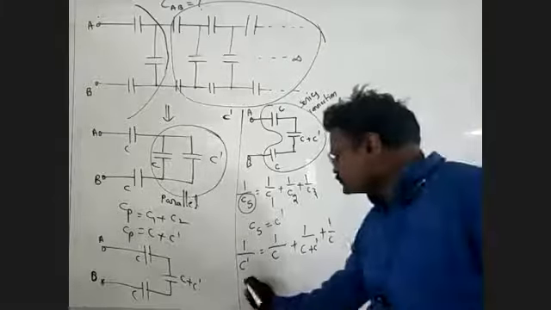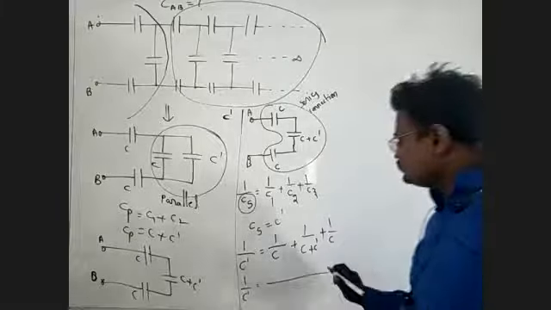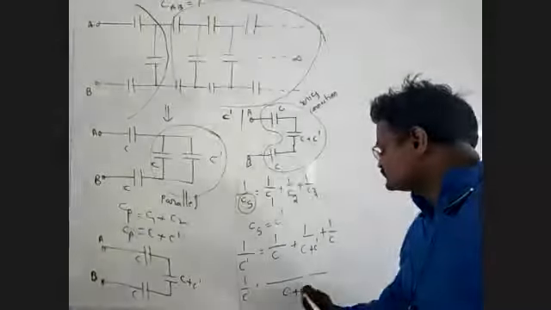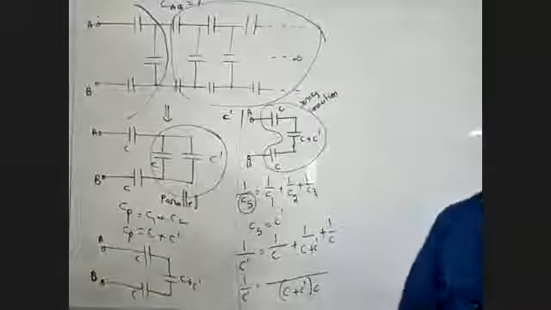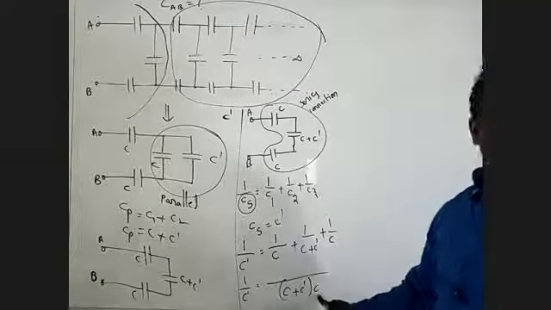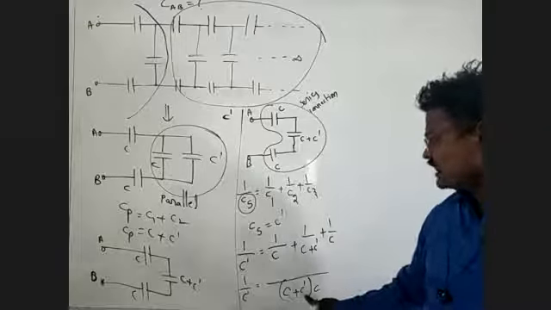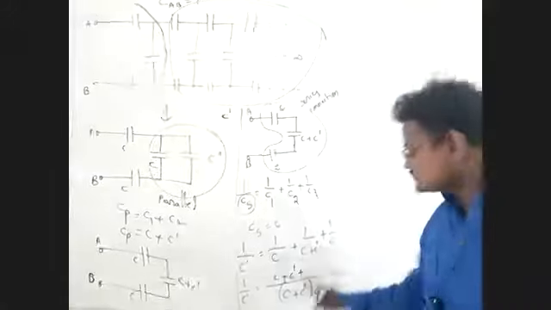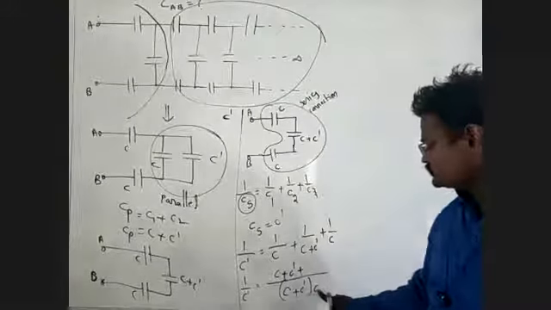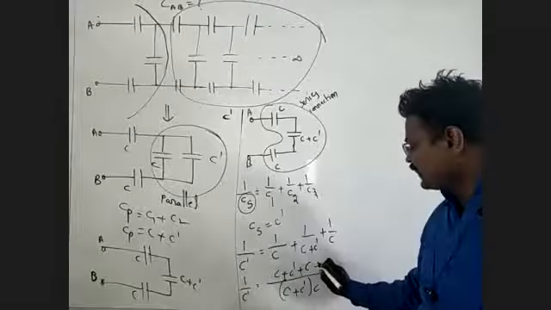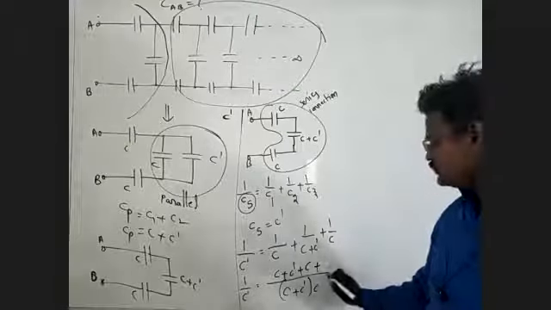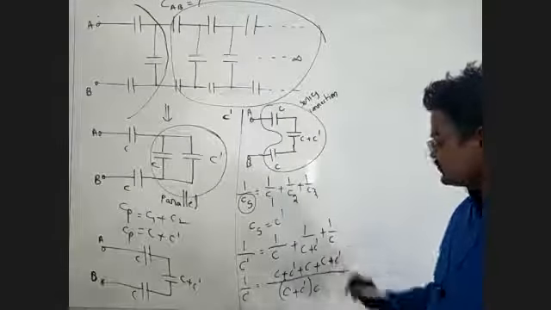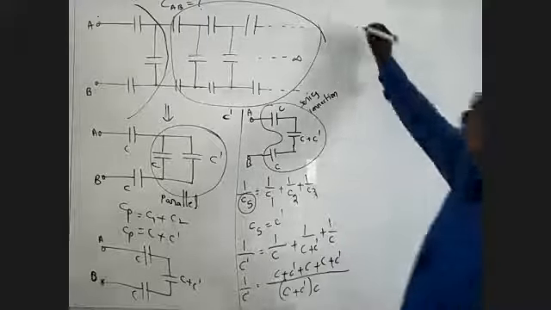Now this is 1 by C dash. Take the LCM: C plus C dash into C. The C into C cancel each other. C plus C dash into 1 means C plus C dash. That is the value.